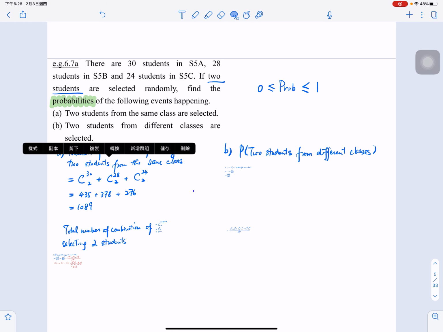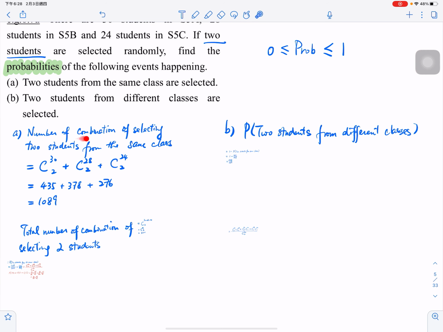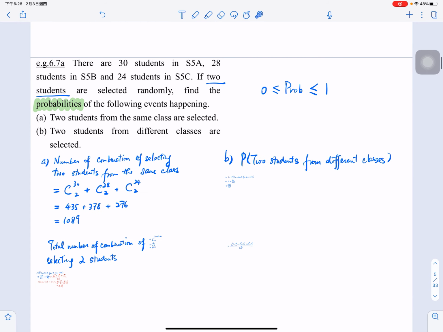If they come from the same class, that means, let's see, the number of combinations of selecting 2 students from the same class. Maybe it comes from 5A, so 30C2. Maybe it comes from 5B, so 28C2. Or from 5C, 24C2. So this one, or this one, or this one, that means from class A or B or C. After that, you add these 3 values together to get the number of combinations. This one is the favorable outcomes.